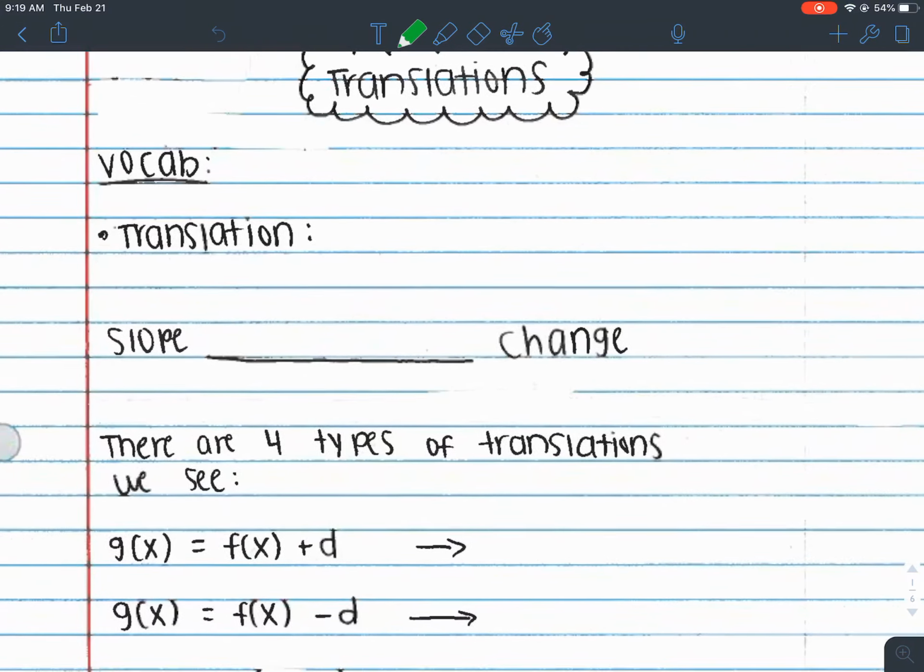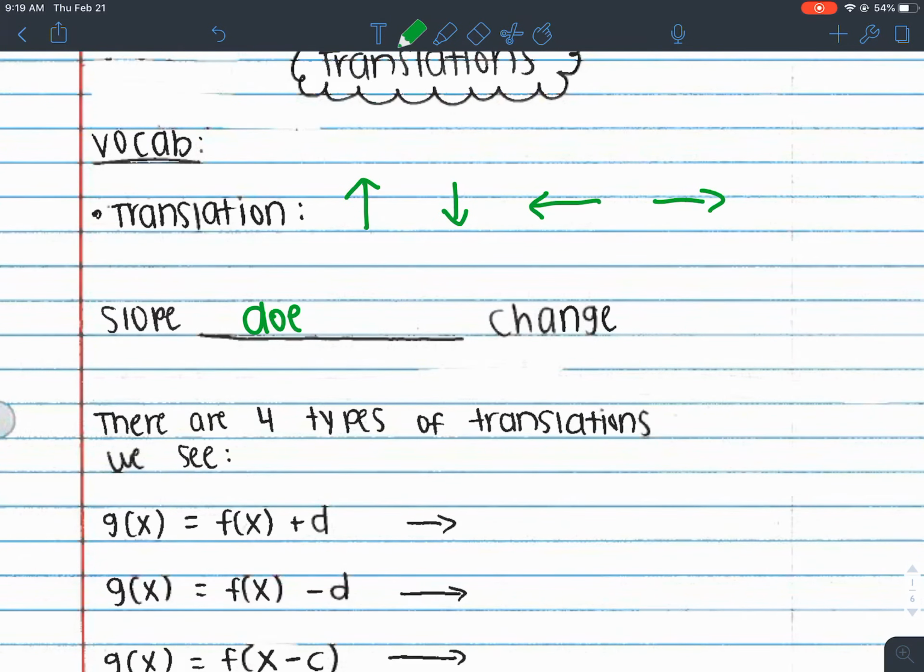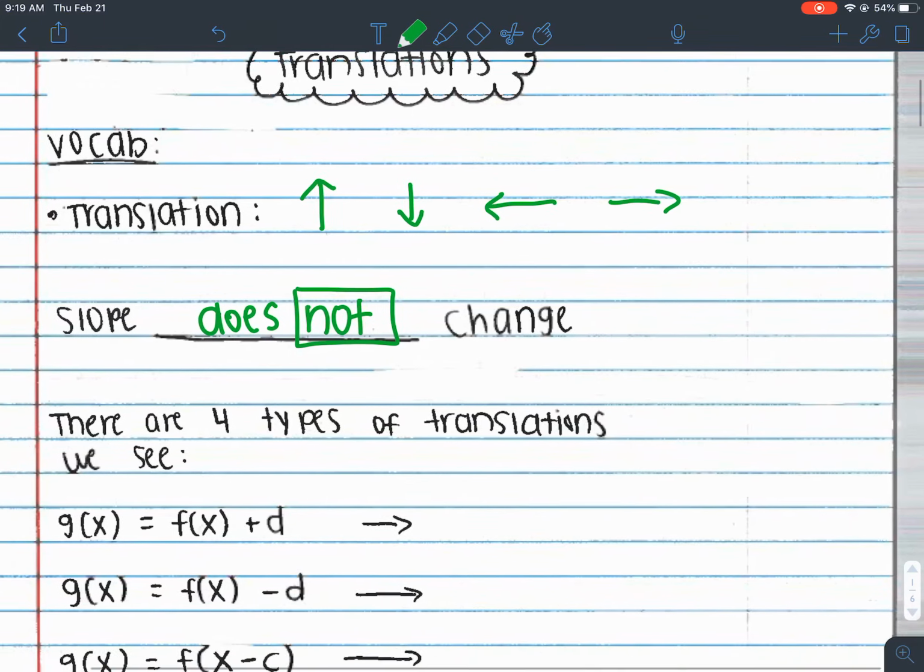So a translation is basically moving something up, down, to the left, or to the right, okay? Your slope does not change. So all you're basically doing is shifting things. Like when you had a triangle in middle school, they shifted it down, and it would still be the same triangle. The shape didn't change. All that changed was where it was located, okay?